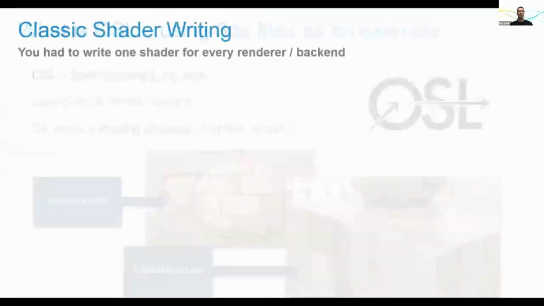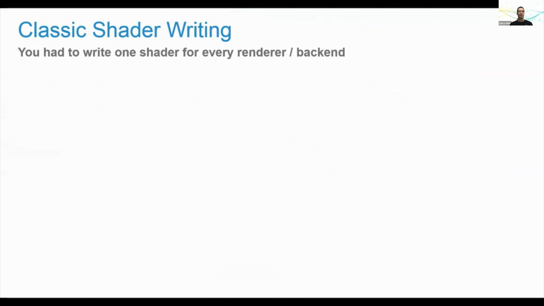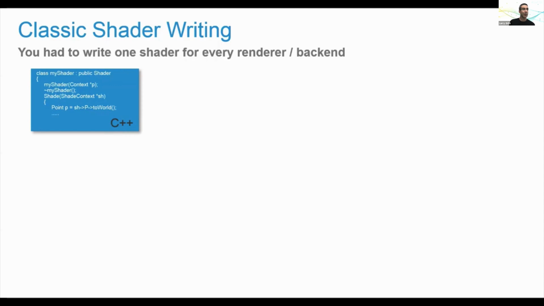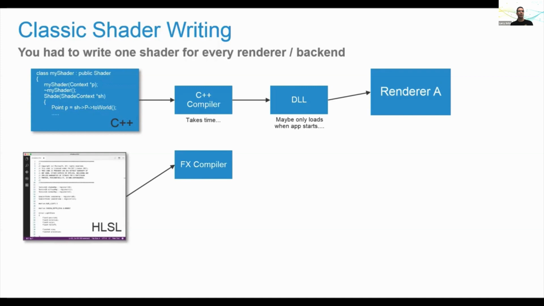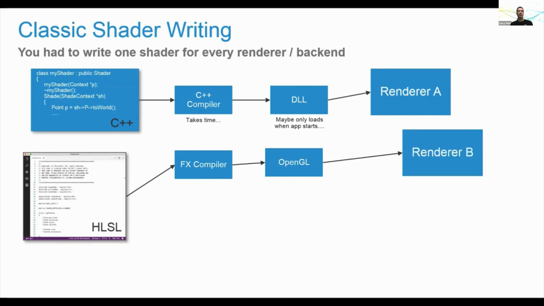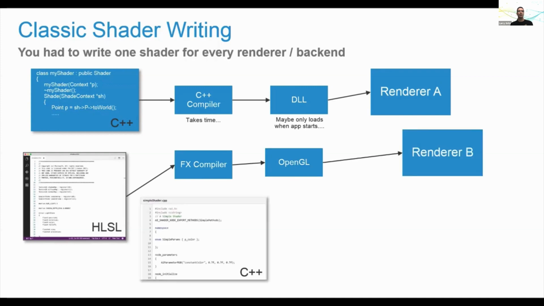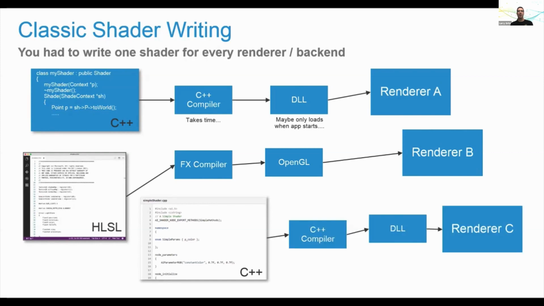Now, in classic shader writing, you basically have to write one for every renderer. There were lots of different kinds. So for instance, you had to write something in C++, run it through a slow C compiler, and maybe you get the DLL that you can only load when the application starts, having your iteration cycle be really slow. Or if you wrote something in HLSL, you would take a different compiler and a different pipeline, and maybe for some other renderer it was still C++, but maybe a different compiler, other DLL, incompatible DLLs, completely different syntax of the shader. It was kind of a mess.